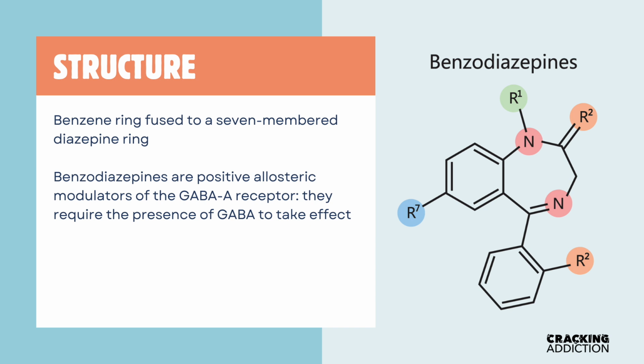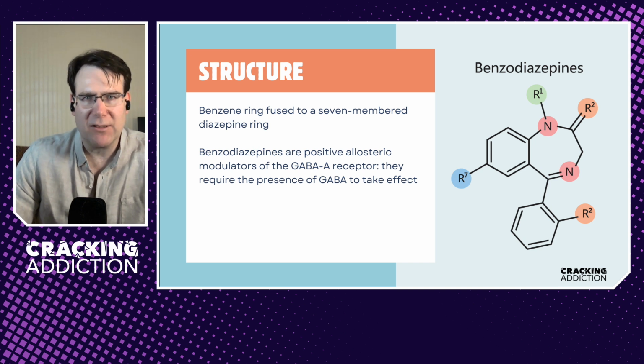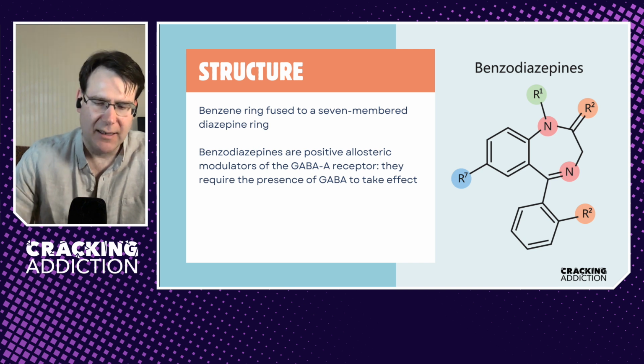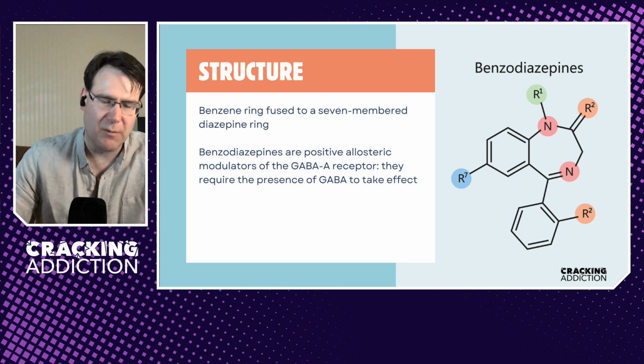So firstly, let's look at the structure of benzodiazepines. The general structure of all benzodiazepines is they are a benzene ring fused to a 7-membered diazepine ring. So there's effectively 2 rings, and they all function as positive allosteric modulators of the GABA receptor. They require the presence of GABA to take effect. And that's an important distinction between benzodiazepines and barbiturates.